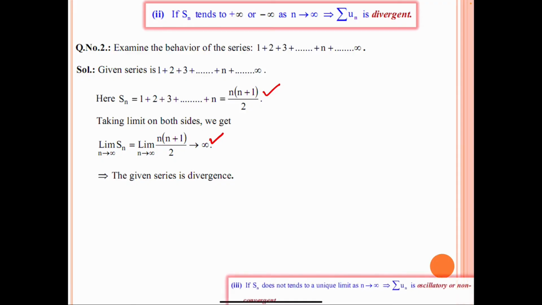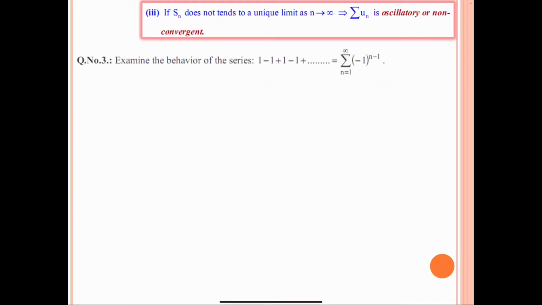Now, let us discuss one more example, which is oscillatory. So if Sn does not tend to a unique limit as n tends to infinity, then summation un is oscillatory or non-convergent series. Now, examine the behavior of the series 1 minus 1 plus 1 minus 1 plus 1 minus and so on. In compact form, this alternating series can be written as summation n from 1 to infinity of minus 1 power n minus 1.